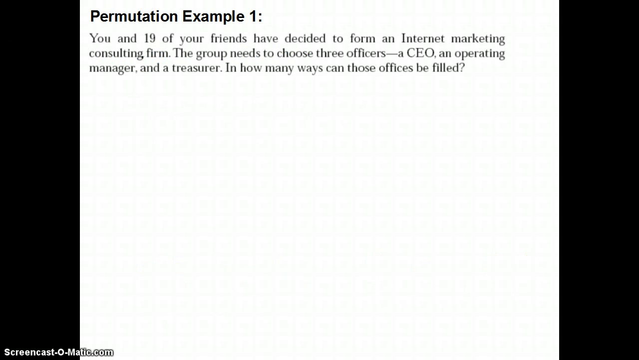Let's look at this first example here. It says that you and 19 of your friends have decided to form an internet marketing consulting firm.